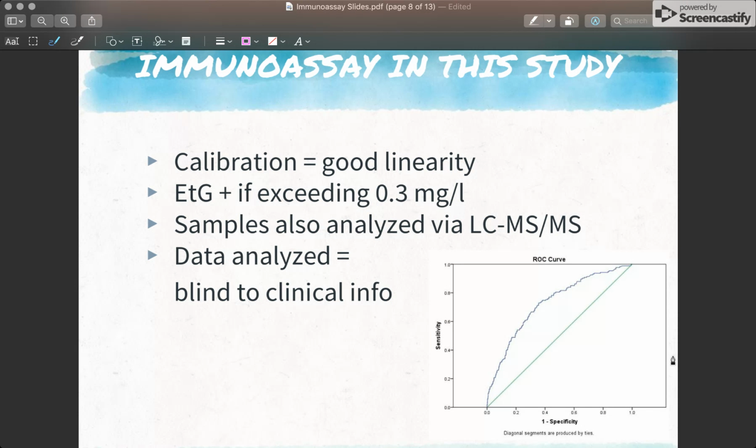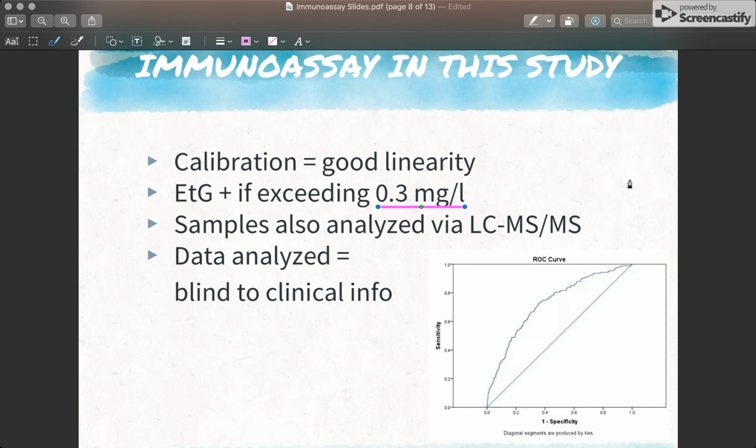Then they created a calibration curve similar to what we have done in class. They call it an ROC curve, and it's going to calibrate the specificity and the sensitivity of these tests and make a good curve. They found a pretty good linearity there, a pretty good linear line. They counted ETG as being present in the sample if the concentration that they measured exceeded 0.3 milligrams per liter.